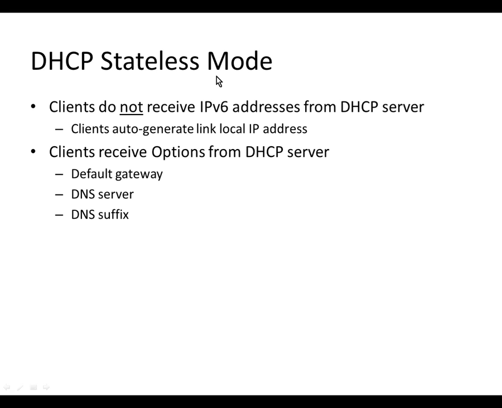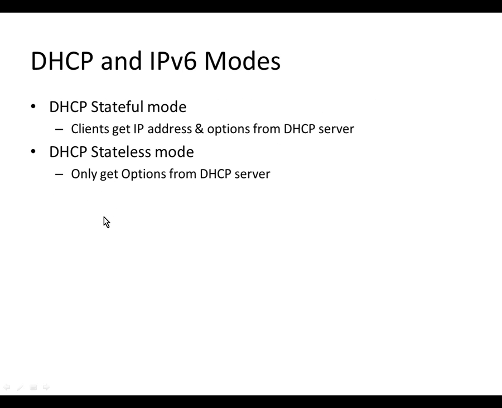But the stateless mode is what's different. When we implement the DHCP stateless mode, the clients do not receive an IP address from the DHCP server. The clients auto-generate their own link local IP address. And the clients do receive other variables from the DHCP server. The clients receive the options from the DHCP server, such as default gateway, DNS server, and DNS suffix.